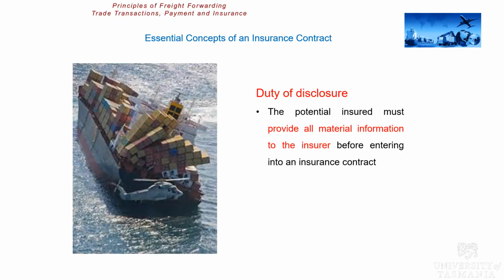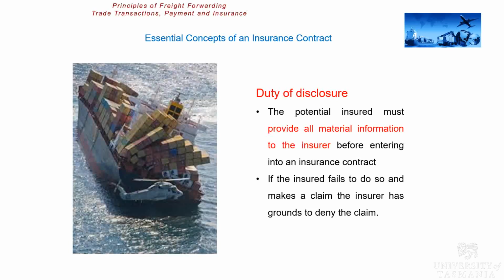The next essential concept of an insurance contract is what's called duty of disclosure. This is where the potential insured must provide all material information to the insurer before entering into an insurance contract. So, if the insured fails to do so and makes a claim on the insurer, they have grounds to deny the claim.